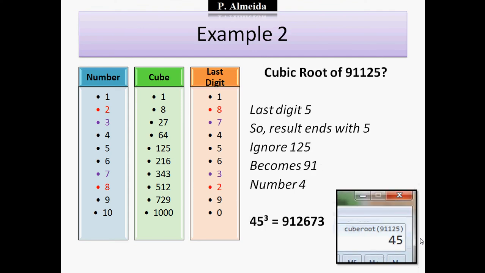So they want the cubic root for 91125. So last digit is 5. I don't even need to think about it because it's not a 2, a 3, a 7, or 8. So it doesn't swap. So that means that the result ends with the number 5. Then I'm going to ignore the last 3 digits. So 1, 2, and 5 get ignored. And I get a number that is, oh, yeah, 91.